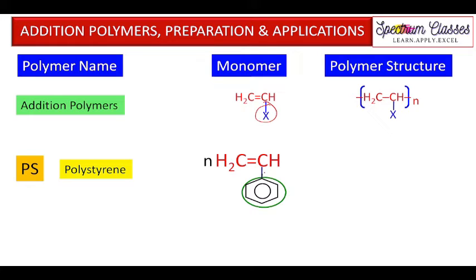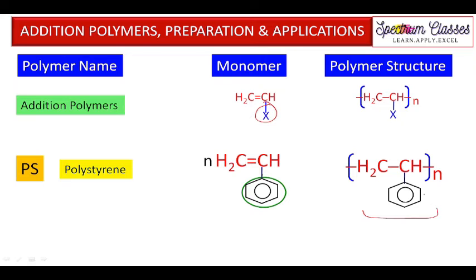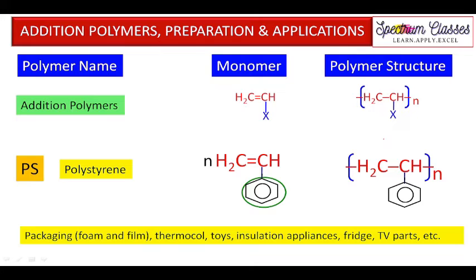If we replace this X with the benzene ring, then this is termed as styrene. So n number of monomers combined together, they will form a polymer, and this polymer is termed as polystyrene. And here again I am telling you, no double bond is there, it is extended, right? The application of this polystyrene is, it is used as packaging foam and films. It is also known as thermocol, we are very much aware of this. It is used to form toys, insulation appliances, fridge parts and TV parts, etc.